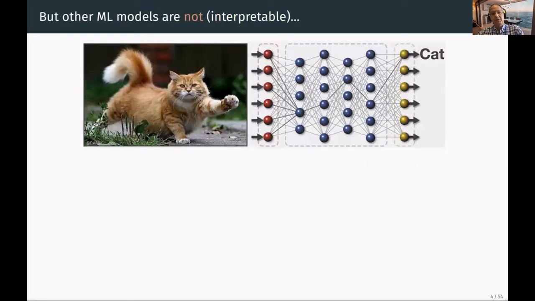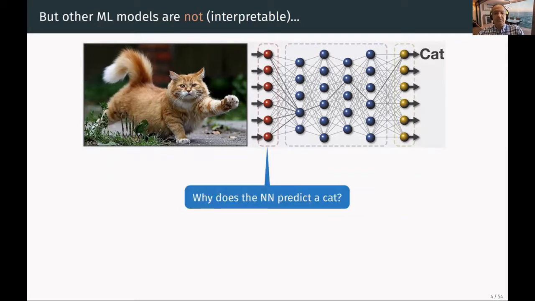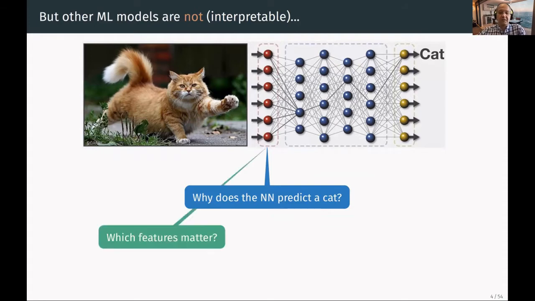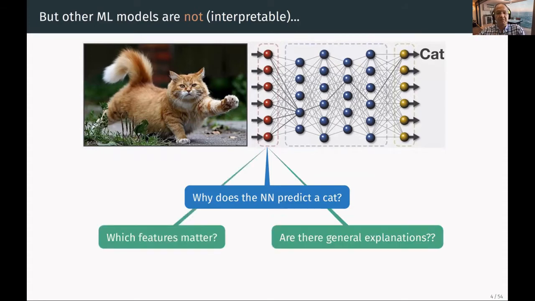And then you have models that pretty much everyone agrees are not interpretable, like a neural network. So you have an image of a cat, a neural network, and you correctly predict it's a cat. But essentially, we don't know why the neural network is predicting the cat. So we don't know which features are important. We don't know if there are general explanations for why this is a cat.